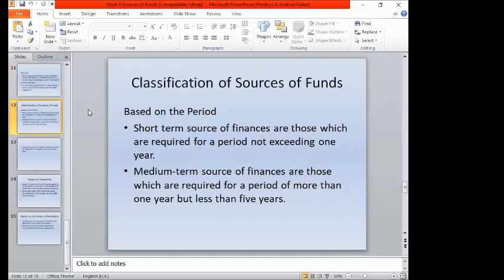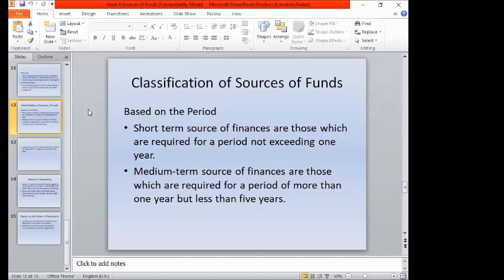Okay, so those are the sources of funds. We also have the classical classification of sources of funds based on the period and based on the ownership. Let's discuss first the classification based on the period: we have the short-term, medium-term, and the long-term.